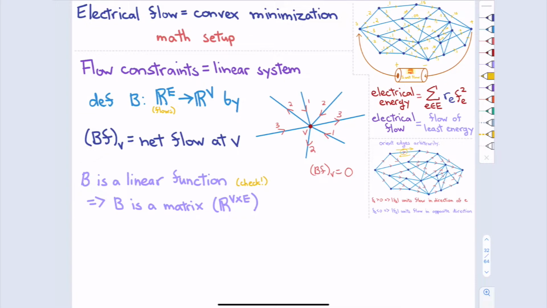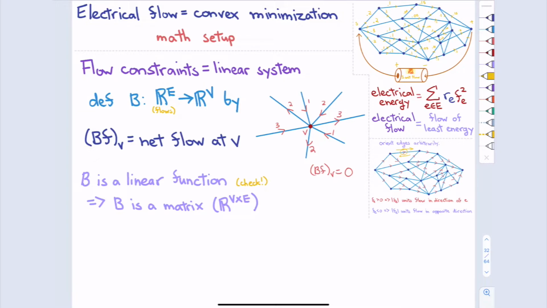Bf of v will just be the net flow at v, the amount of flow going in minus the amount of flow going out. And all you need to know about this is that it's a linear function. If I added up two flows on top of each other, then the net flow will be the sum of the original net flows, right? So as soon as it's a linear function, you know that there's some underlying matrix. But for me, I just remember what it means, and I don't worry too much about the coefficients.